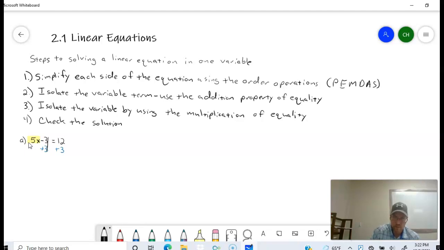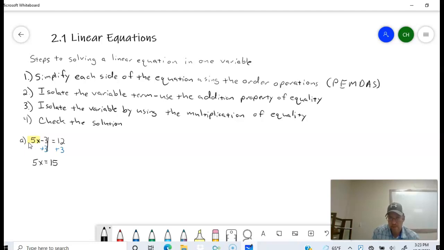So we said those will cancel out, leaving me with 5x equals 15. So that was the addition property of equality. Step 3 is to isolate the variable term by using the multiplication property of equality.